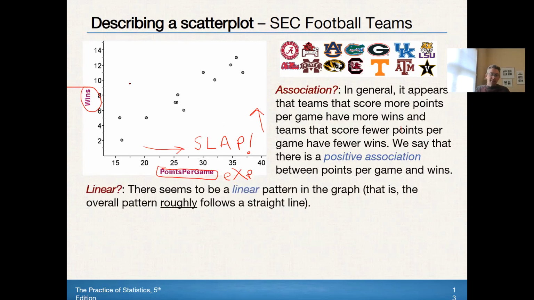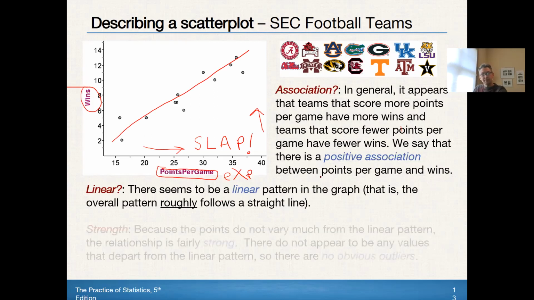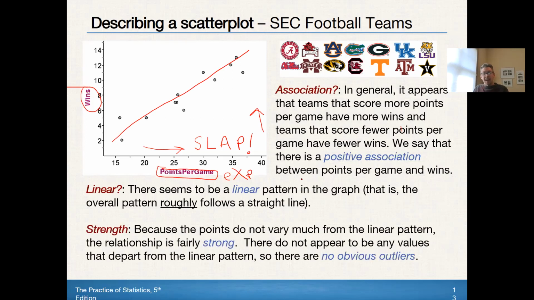In terms of linear, I said, yeah, there's a pretty rough linear pattern here. It doesn't really look curved. It looks pretty linear here. It roughly follows a straight line. In terms of strength, I would say this one is really strong actually, because those points do follow a straight line pretty well. I don't see any unusual outliers. So I'm taking care of the P idea there. There's no obvious outliers here.